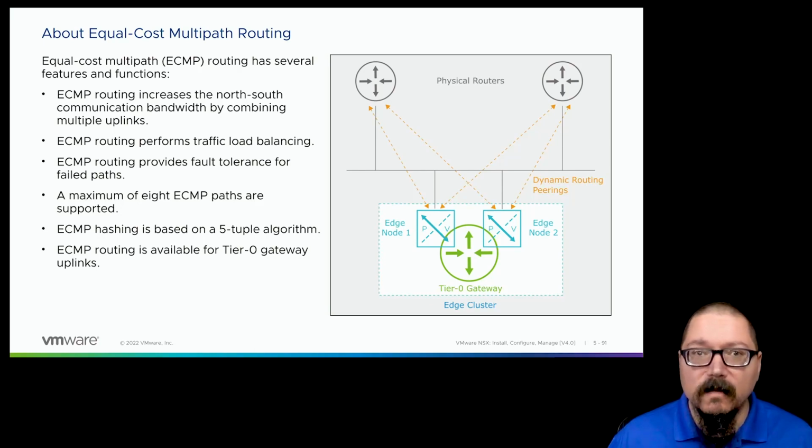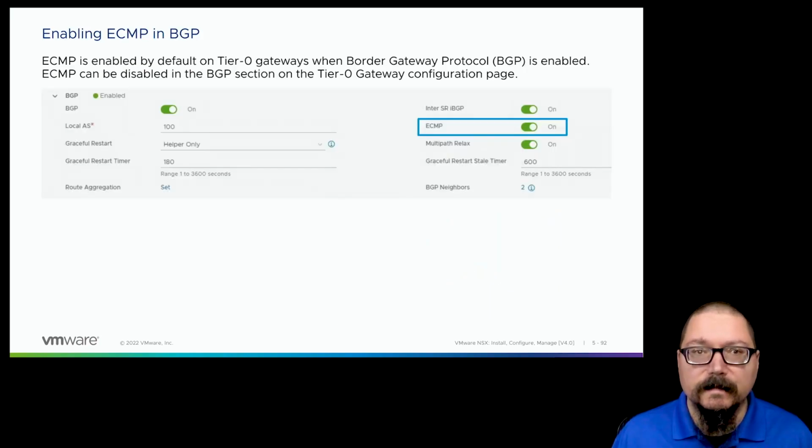Now that's done through a simple 5-tuple hash: source, destination, source port, destination port, and protocol. And this allows us to spread the load across those different paths that we have available.